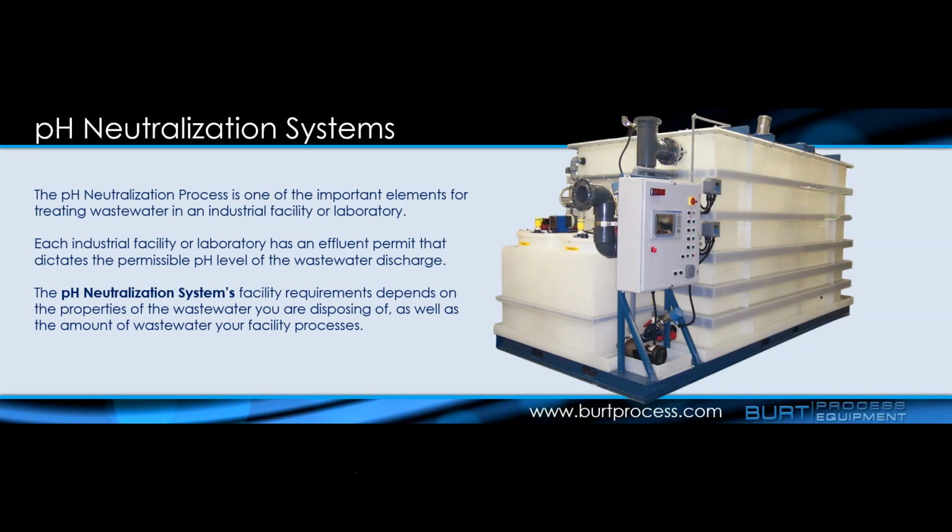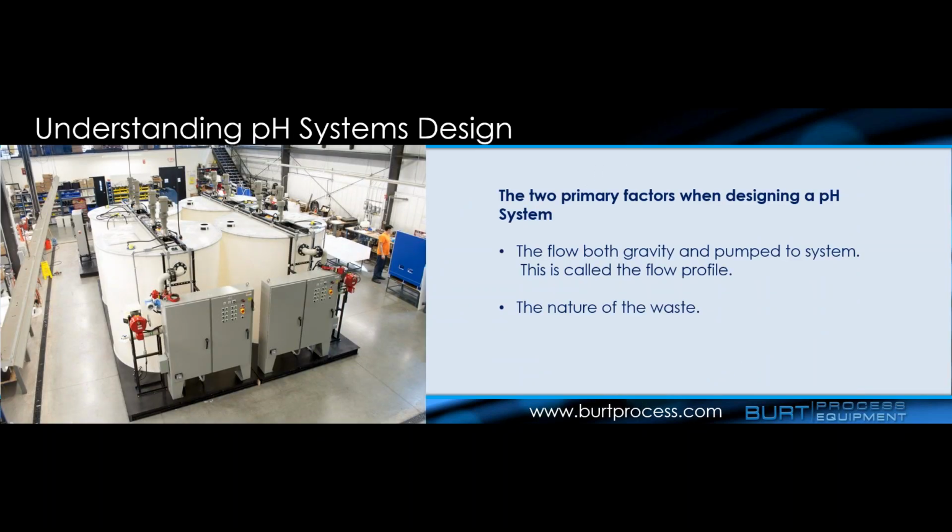So first, what is a pH neutralization system? Well, a pH neutralization system is one of the most important elements for treating wastewater in an industrial, laboratory, or educational facility. What we're going to really focus on today is understanding how to do the process design for those systems, and the two key elements that go into that. In addition, we're going to look at some of the standard components involved in all these systems, a few of the different styles of systems that are available. We're going to walk through a few case studies, going through how to size and design these systems, what kind of considerations are involved, how chemistry impacts the design, and then we'll look at a few standard models as well.